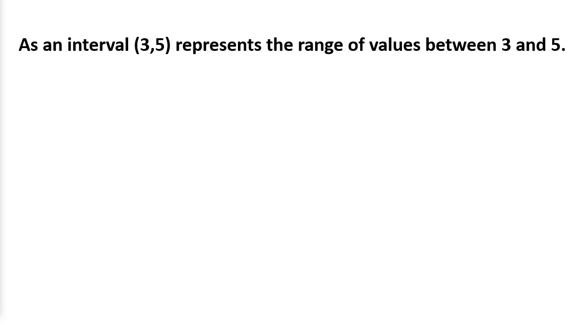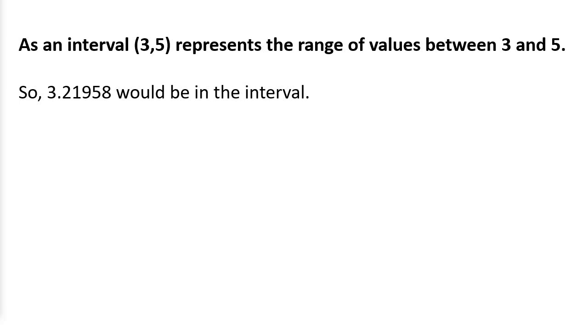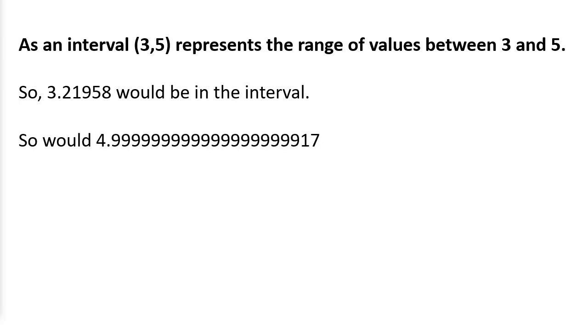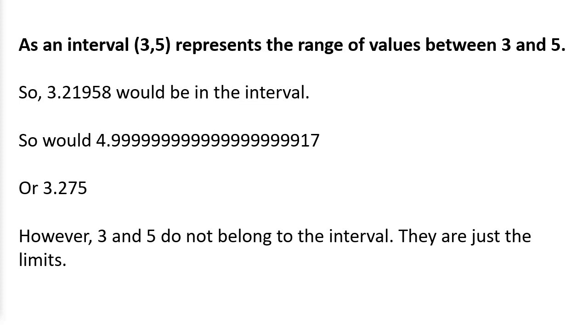So as an interval, 3 comma 5 in parentheses represents the range of values between 3 and 5. So for example, 3.21958 would be in this interval. All the numbers between 3 and 5, that's what the interval 3 comma 5 means in parentheses. Everything that's bigger than 3 and less than 5. So 3 and 5 do not technically belong to our interval. They are just the limits of the interval. All right, so there you go. That was simple truth number one.